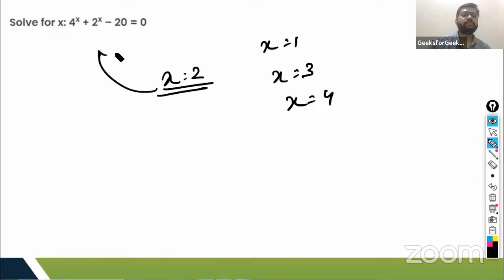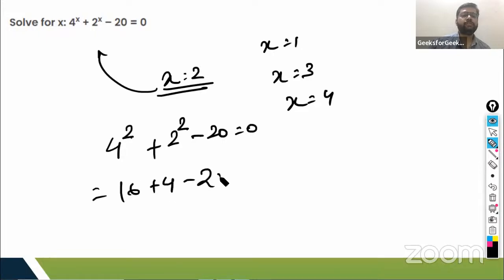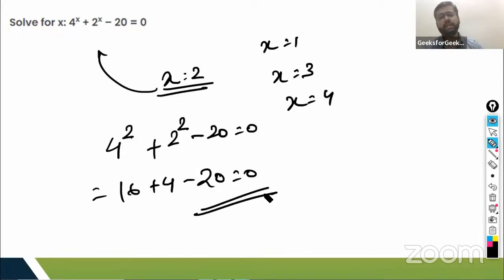If I'm putting x is equal to 2 over here, so 4 to the power 2 plus 2 to the power 2 minus 20 is equal to 0. That is equal to 16 plus 4 minus 20 is equal to 0. That is actually the accurate answer. No need to solve the entire thing. No need to solve via the exponential method. आपने directly substitute किया, answer find out किया.